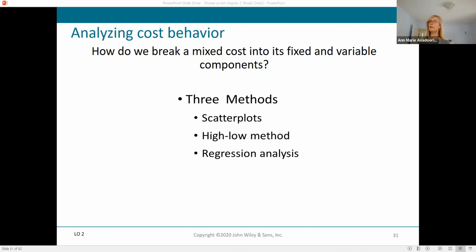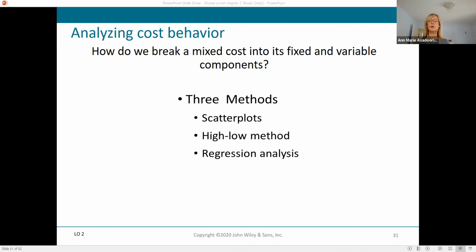All right, so how do you predict now what a mixed cost is going to look like in the future? And there are three different methods. We covered scatterplot or scatter graph already, but we're going to go through that again. And then high-low method is the one you're going to really want to know how to do, because that's what you're going to see on your exam. And then you also want to understand regression analysis. But the main one that we're going to be covering, that you're going to be using, is going to be the high-low method.